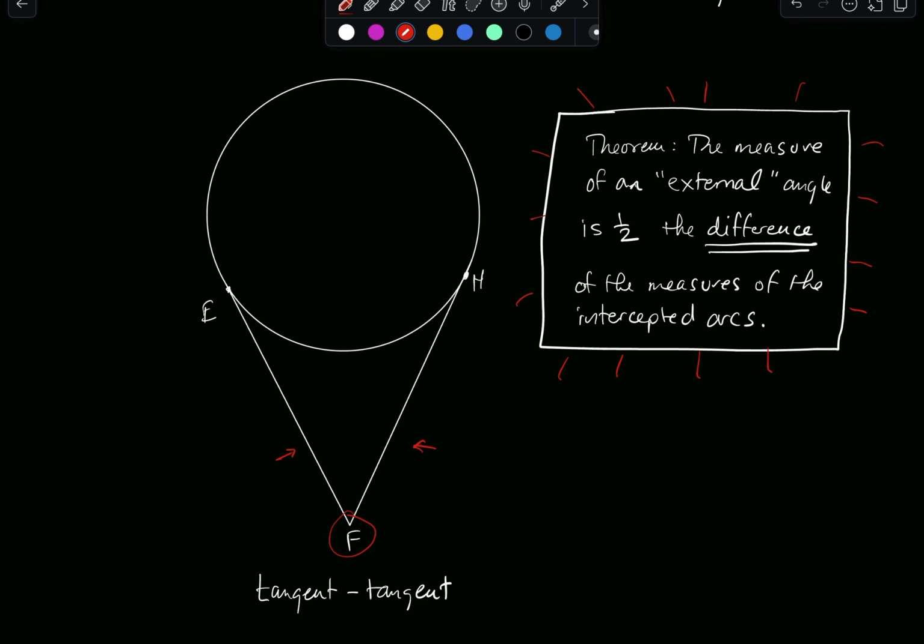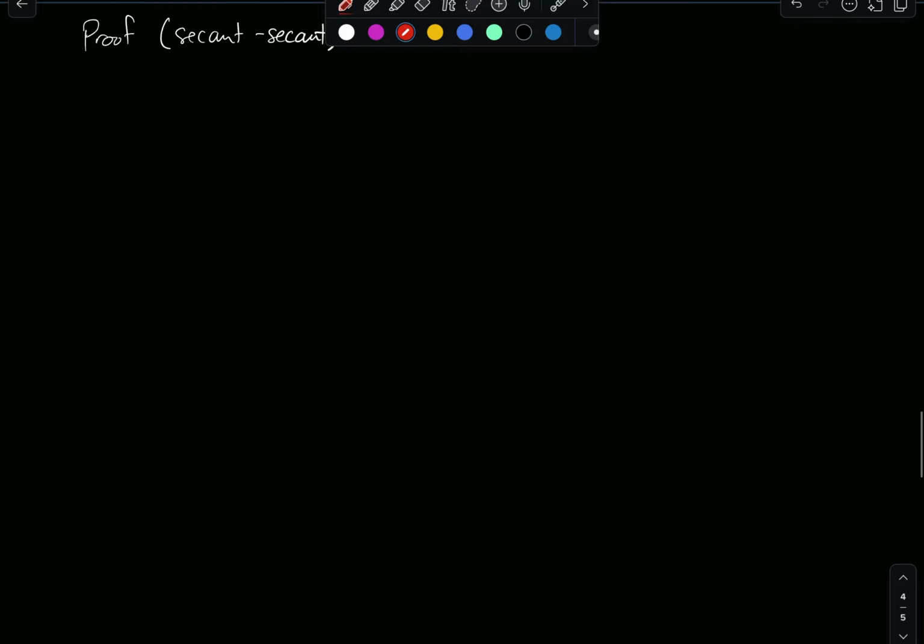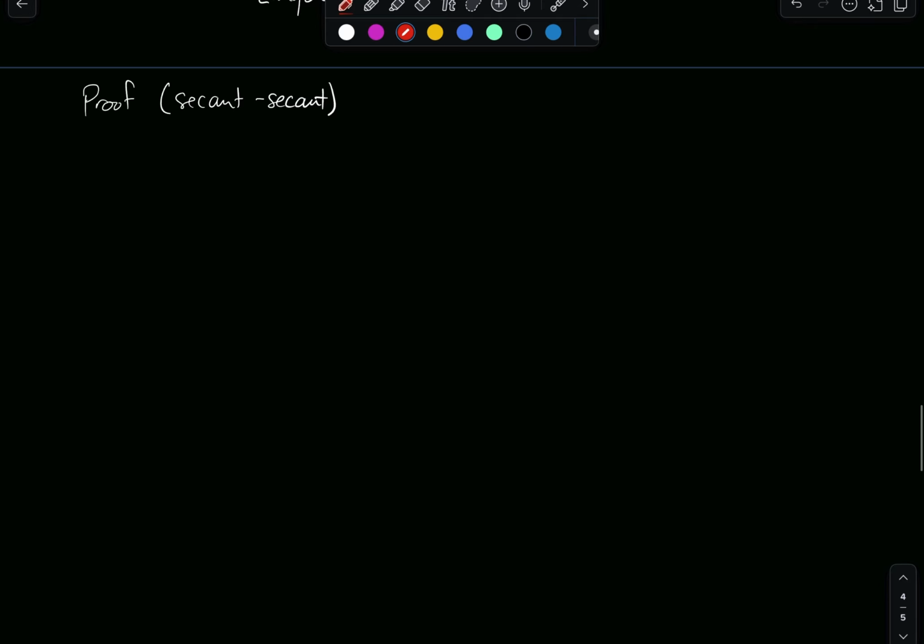So you remember in the previous examples where the vertex was inside the circle, the measure of the angle was half of the sum of the intercepted arcs. Now it's going to be half of the difference of the intercepted arcs. So let's take a look at a secant-secant proof.